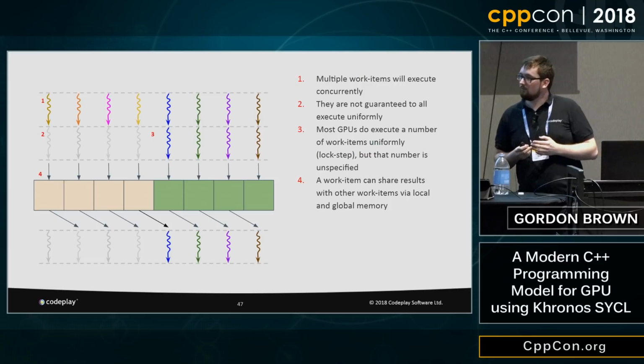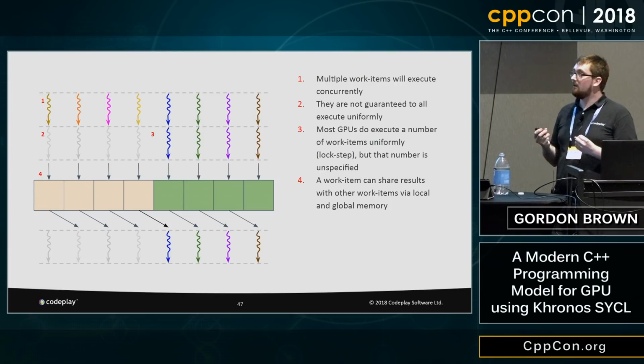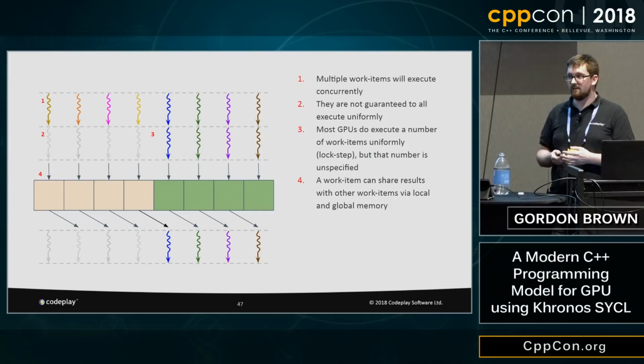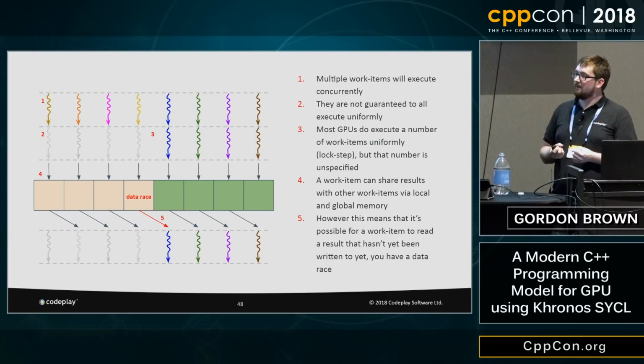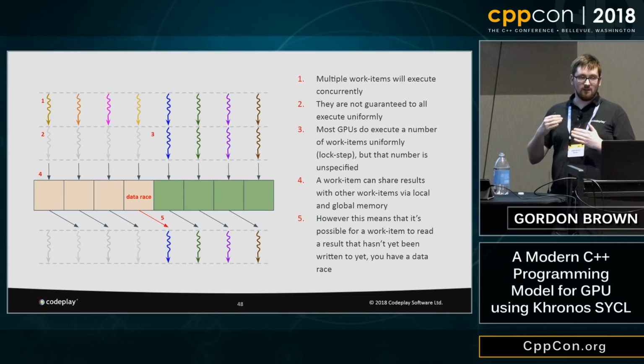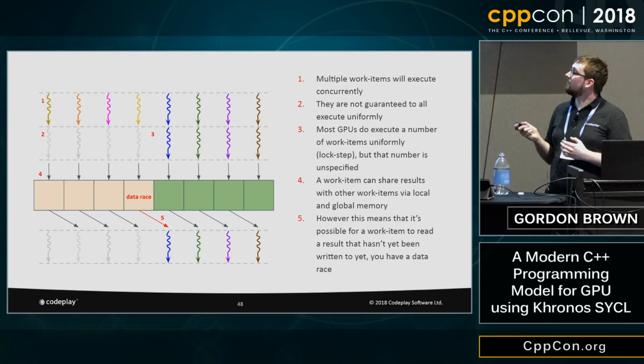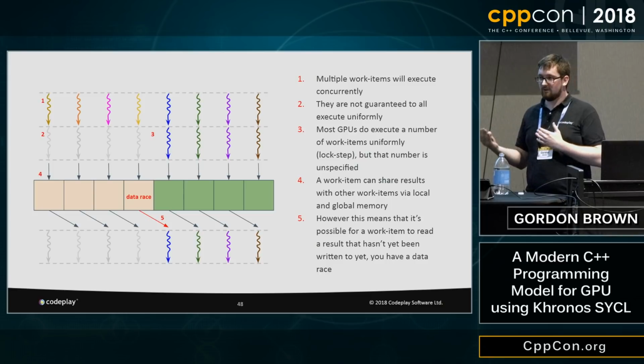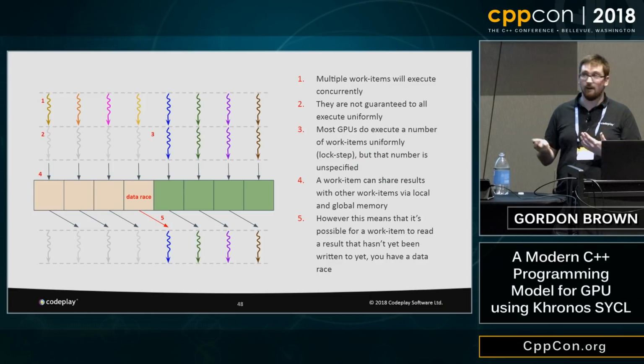On a GPU, you can communicate data between work items. You can share partial results between work items using local or global memory. Generally, it's preferred to use local memory because it has a lot lower latency. It's very expensive to communicate via global memory. But this can lead to a problem in that there's no guarantee of which work items will execute in which order. If you have one work item, say this one here, that's waiting on the result of another work item that may not have run yet, may not have written this result, then you end up with a data race. Depending on which work items execute first, you may or may not have the result there yet.